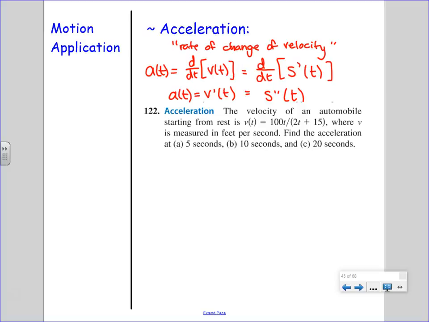So all of that, let's just peek at this example. The velocity of an automobile starting from rest is v of t equals 100t over 2t plus 15. V is measured in feet per second. Find the acceleration at, how do we do acceleration?